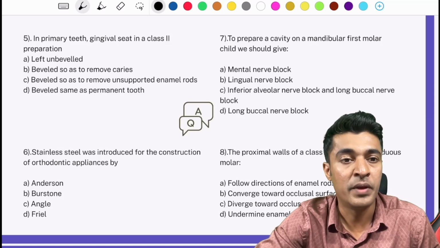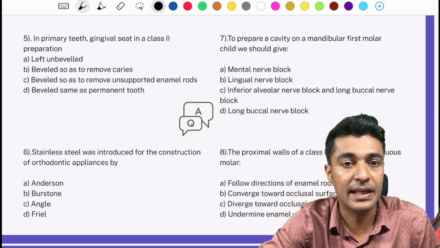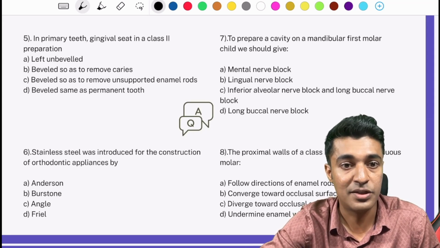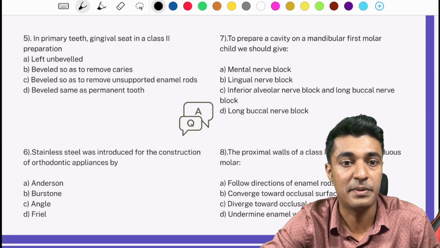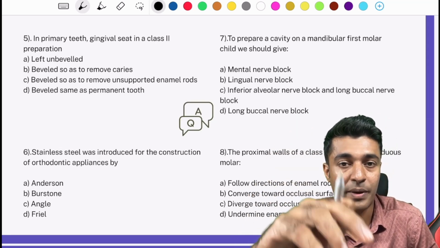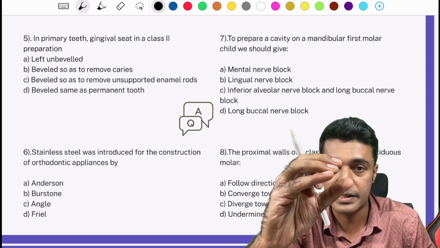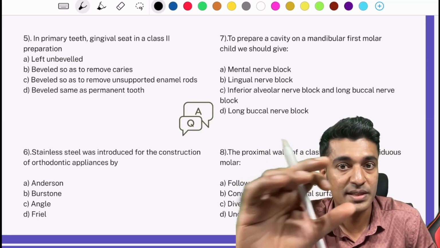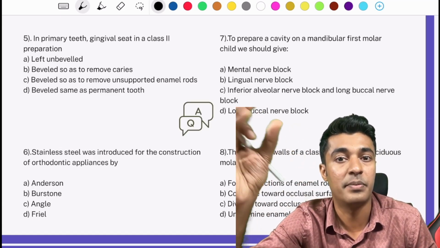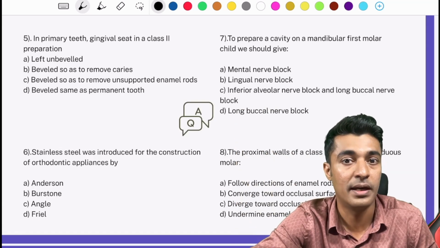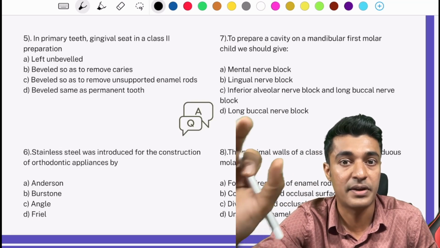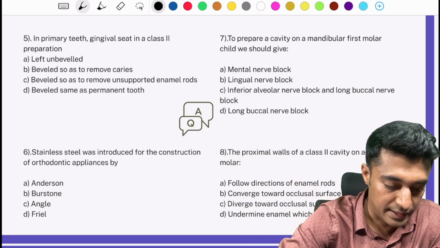Question number 5. In primary teeth, the gingival seat in a class 2 preparation is left unbeveled, beveled to remove unsupported enamel rods, or beveled same as permanent tooth. I've told you that the direction of the enamel rods for primary dentition is directed downwards, because of which there are no unsupported enamel rods, unlike the enamel rods that are seen in permanent dentition, which are unsupported and they have to be beveled. But for the primary dentition, the gingival seat should be left unbeveled. The answer is A.